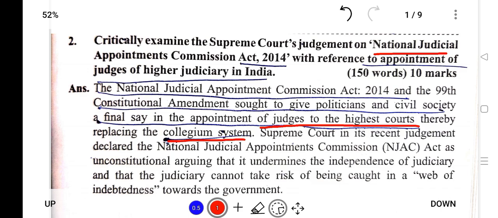Before the implementation of the National Judicial Appointment Commission, there was a collegium system in which the Chief Justice of the Supreme Court would select the judges of the Supreme Court in consultation with the President and the other judges of the Supreme Court. So the 99th Constitutional Amendment sought to replace that system with the new National Judicial Appointment Commission.